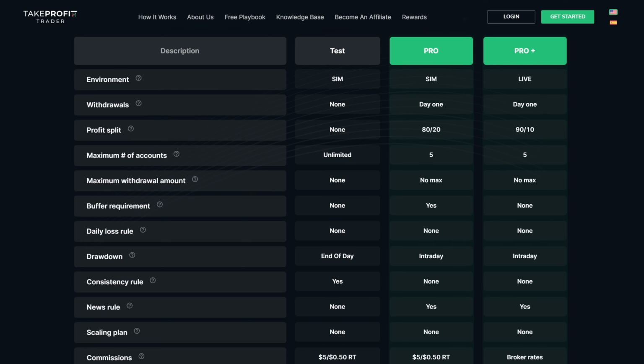Now, if you're about to enter a Pro or Pro Plus account with Take Profit Trader and you're worried about that intraday trailing drawdown, then you might want to check out this video, how to automatically trail your stop loss to lock in that profit with the ATM strategies within NinjaTrader.